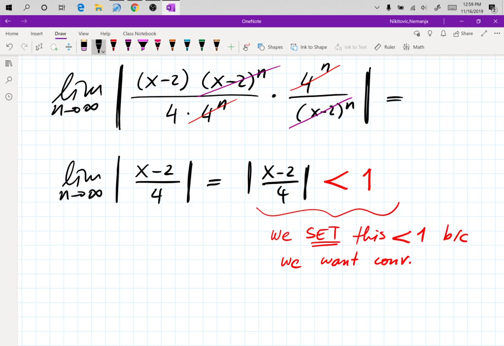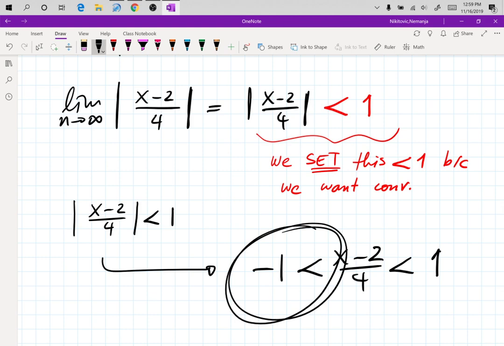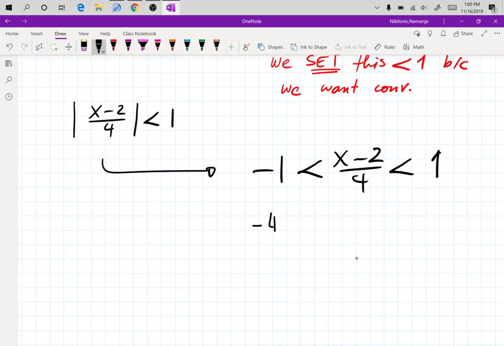So now, going back to algebra, absolute value of x minus 2 over 4 less than 1 means negative 1 less than (x minus 2) over 4 less than 1. Do we all see? If you don't have absolute values, you don't get to put this, and then you don't have the left part of your interval, and your problem is gone. You didn't answer anything. So absolute values in the ratio test must be there primarily for this purpose. Now multiply by 4 everywhere. That's negative 4 less than x minus 2 less than 4. And then add 2 everywhere: negative 2 less than x less than 6.